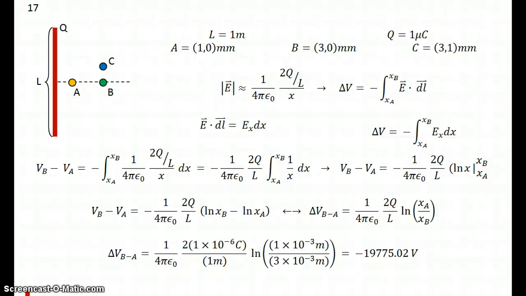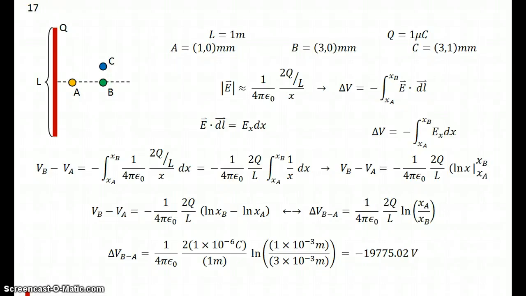For Chapter 17, Reassessment, I used the concept from Homework 3 on WebAssign. I have a thin rod with length L and uniform charge Q. For this problem, I want to find the potential difference from A to B and from A to C.